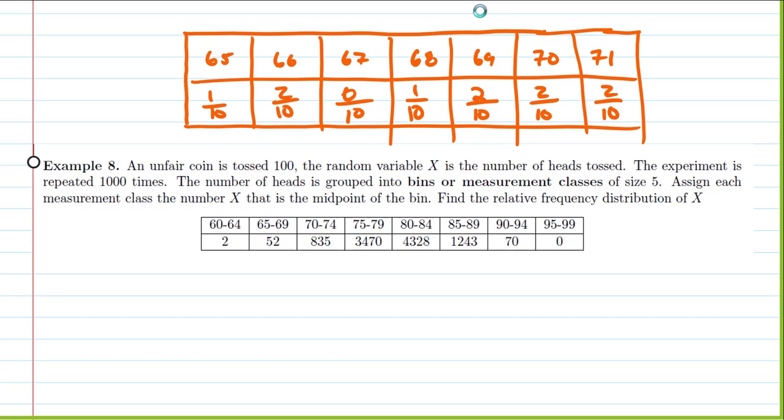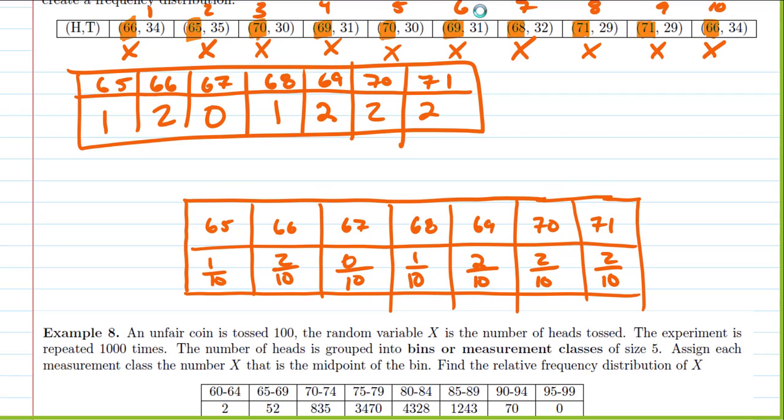So if there were 60, 61, 62, 63, or 64 heads, they all go into this group. We don't know specifically how many if it was 60, 61, 62, 63, or 64, but we know there were 2 of them, right? So it's basically making the data from the previous example a little bit coarser.